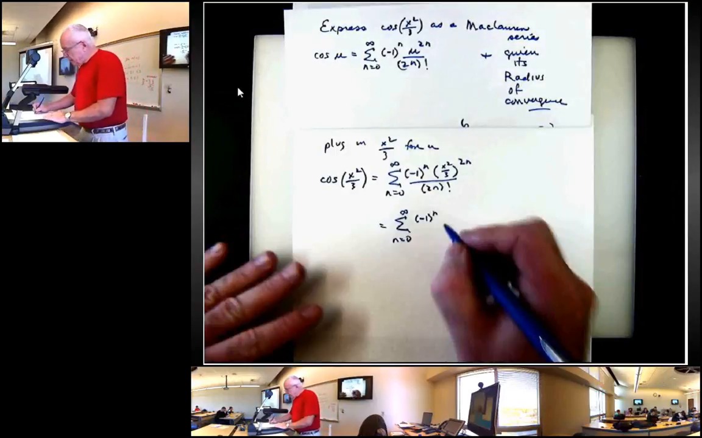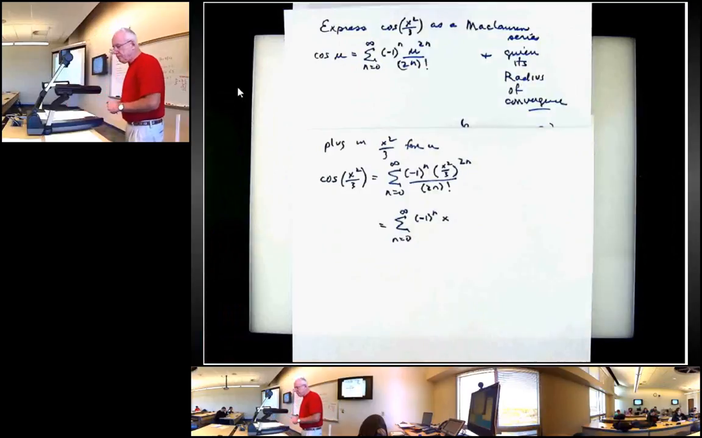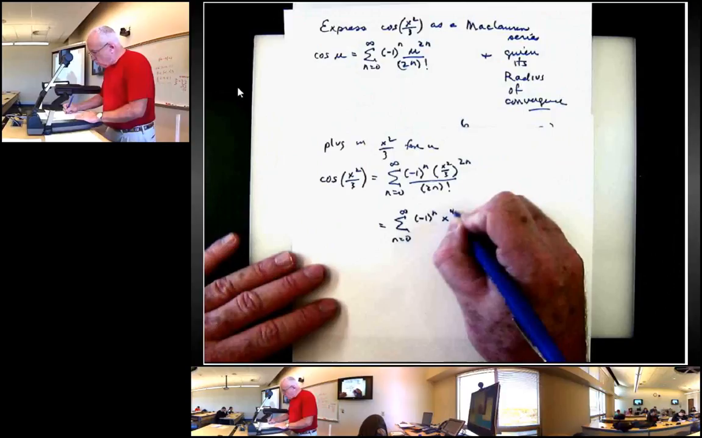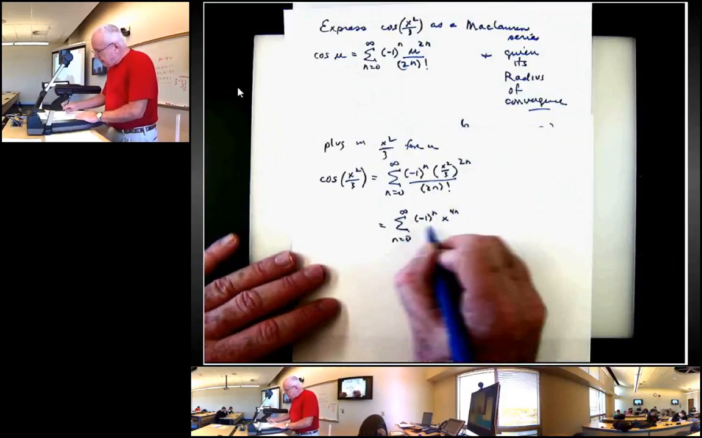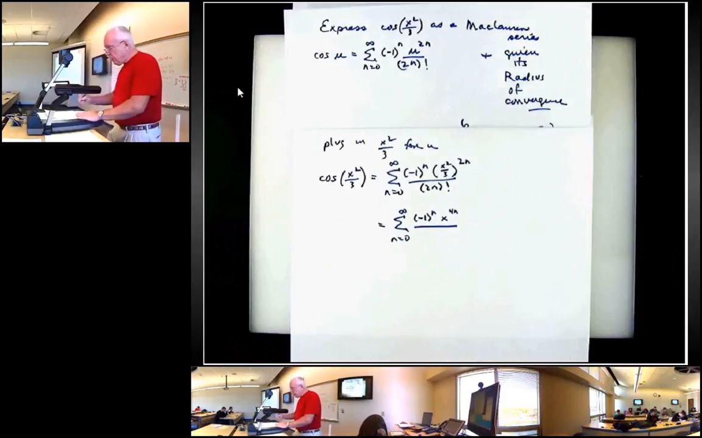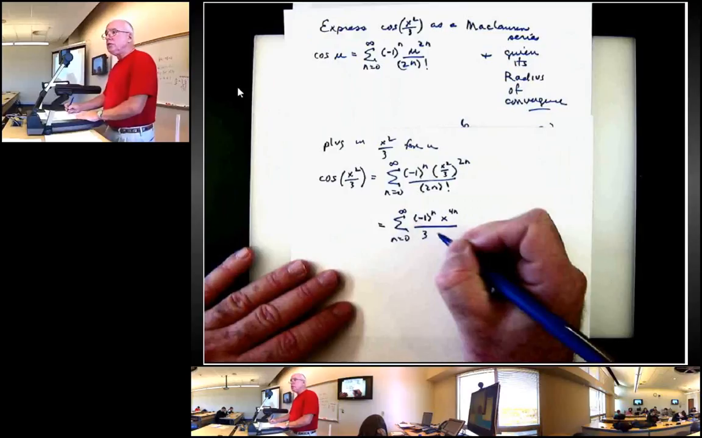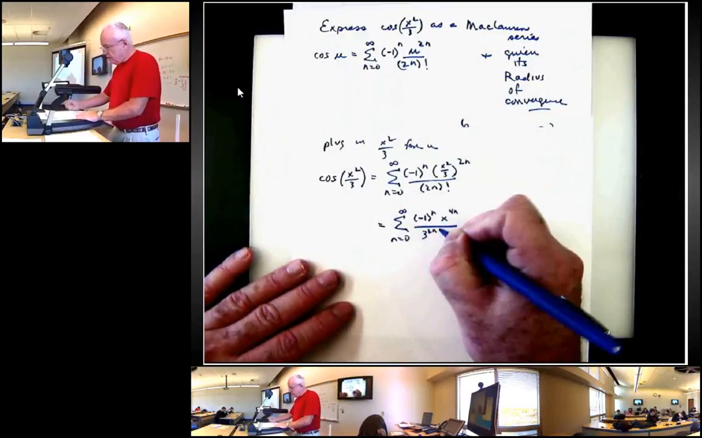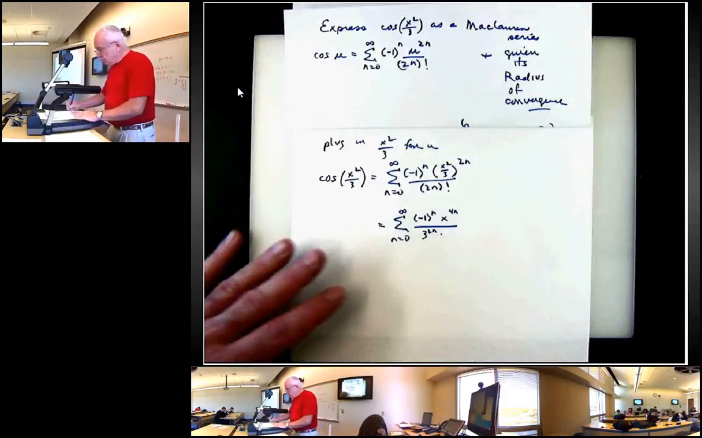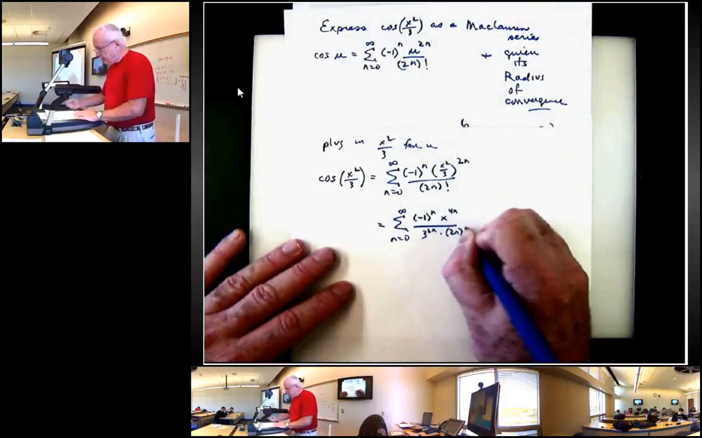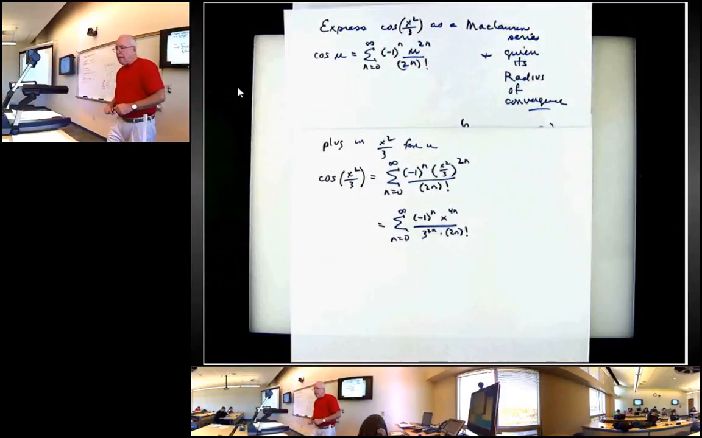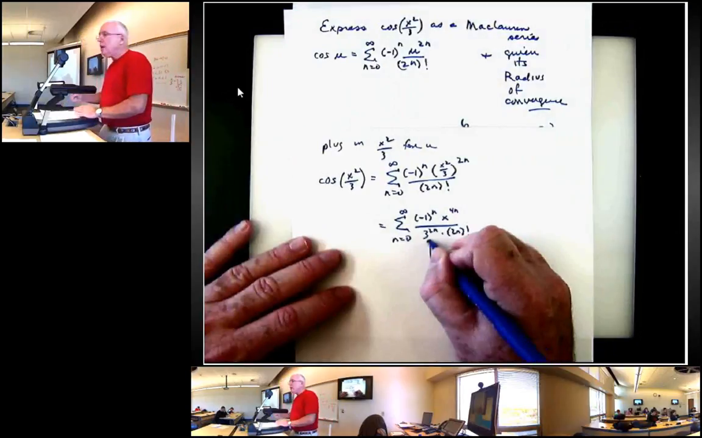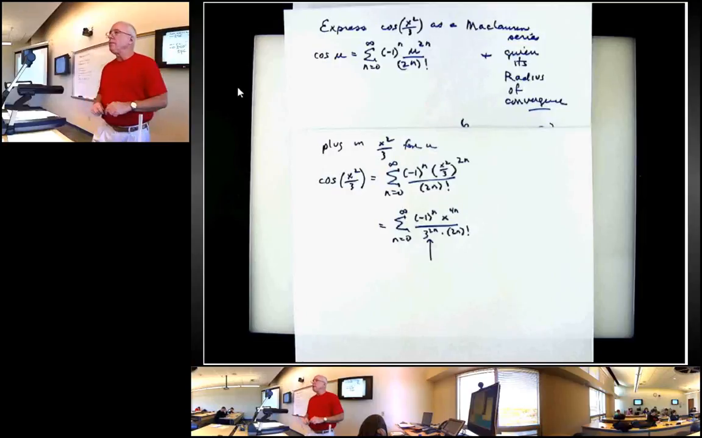So what power is my x alone being raised to? 4n, 2 times 2n. So it'll go to the 4n power. And then that 3 is in the denominator, so that 3 is going to be raised to just the 2n power, right? 3 to the 2n. And then I still have the 2n factorial in the denominator. Okay. And this is fine. Now this 3 to the 2n, I could also change that a little bit if I so chose.